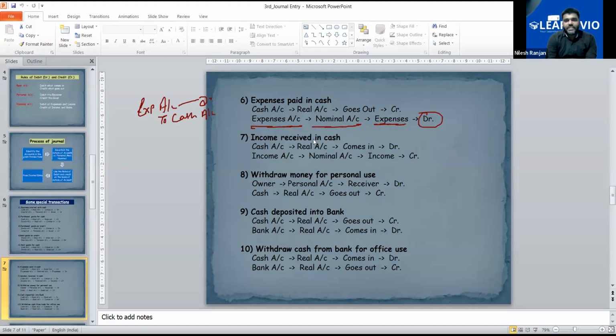Again, income received in cash. So in this transaction, cash is coming. So cash account debit. And income is to be credited as per nominal account. So to income account.